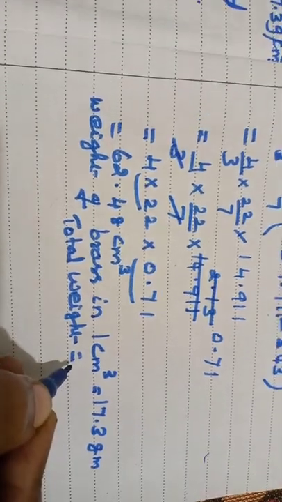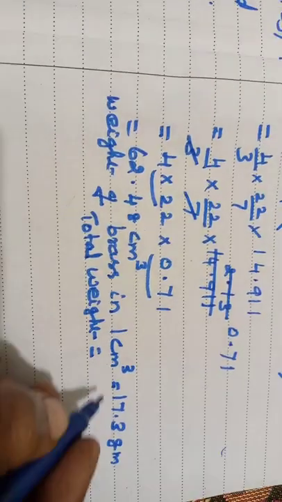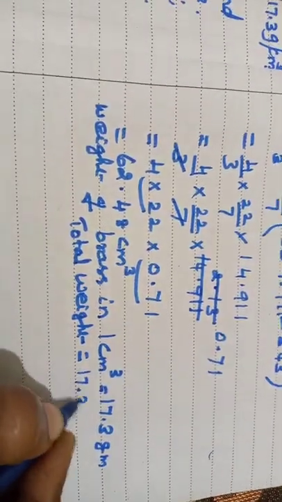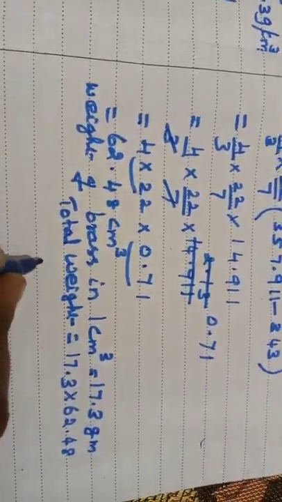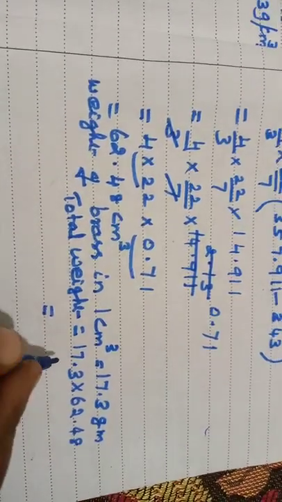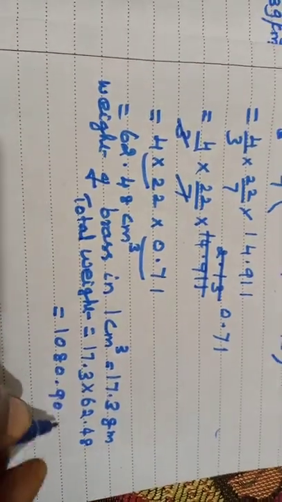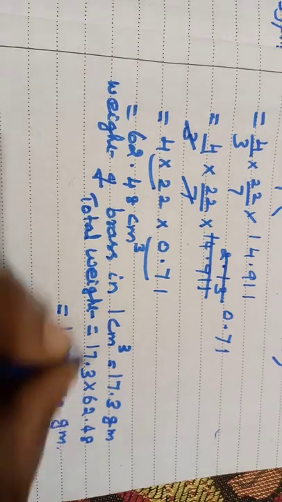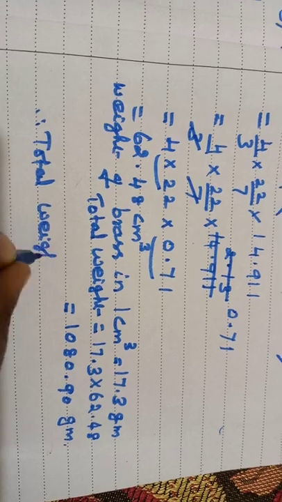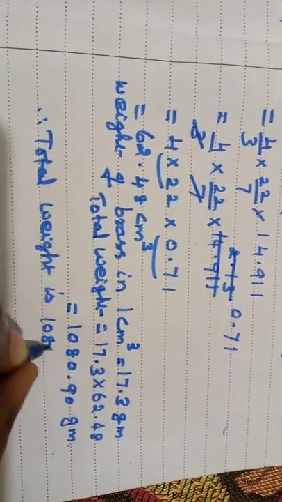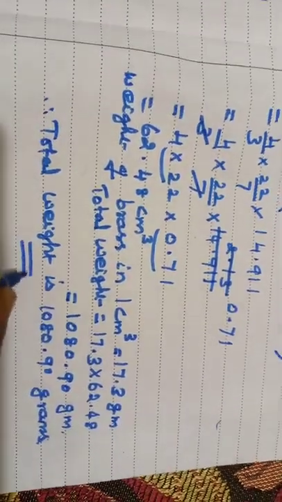the weight of brass in 1 centimeter cube into volume. 17.3 into volume 62.48, if we multiply, we get 1080.90 gram. Therefore, total weight is 1080.90 grams. Understood, students?